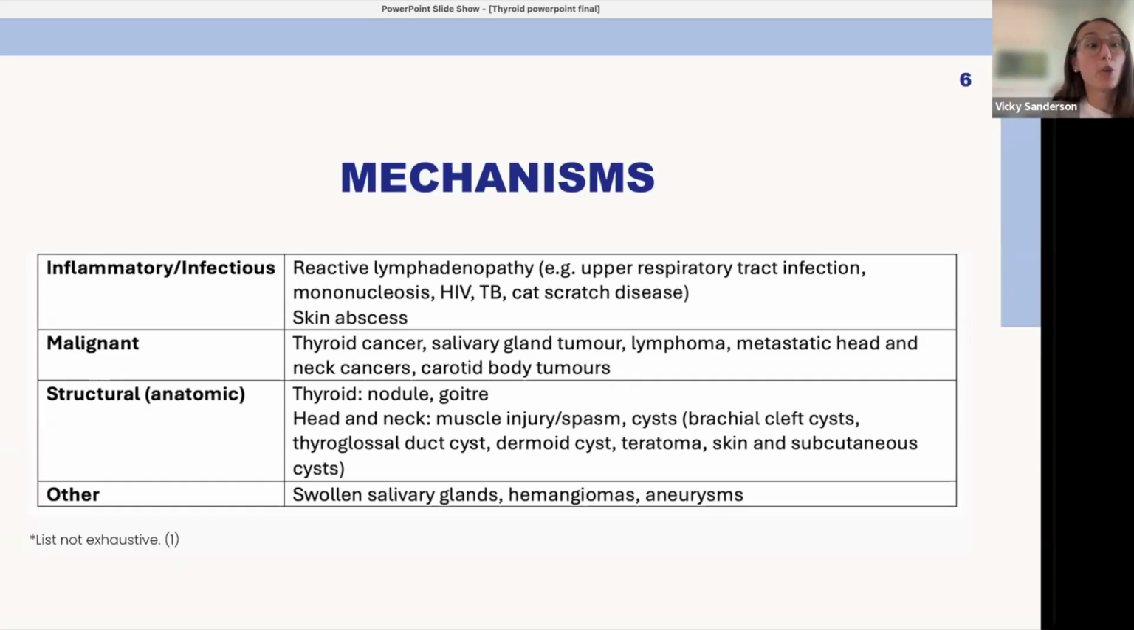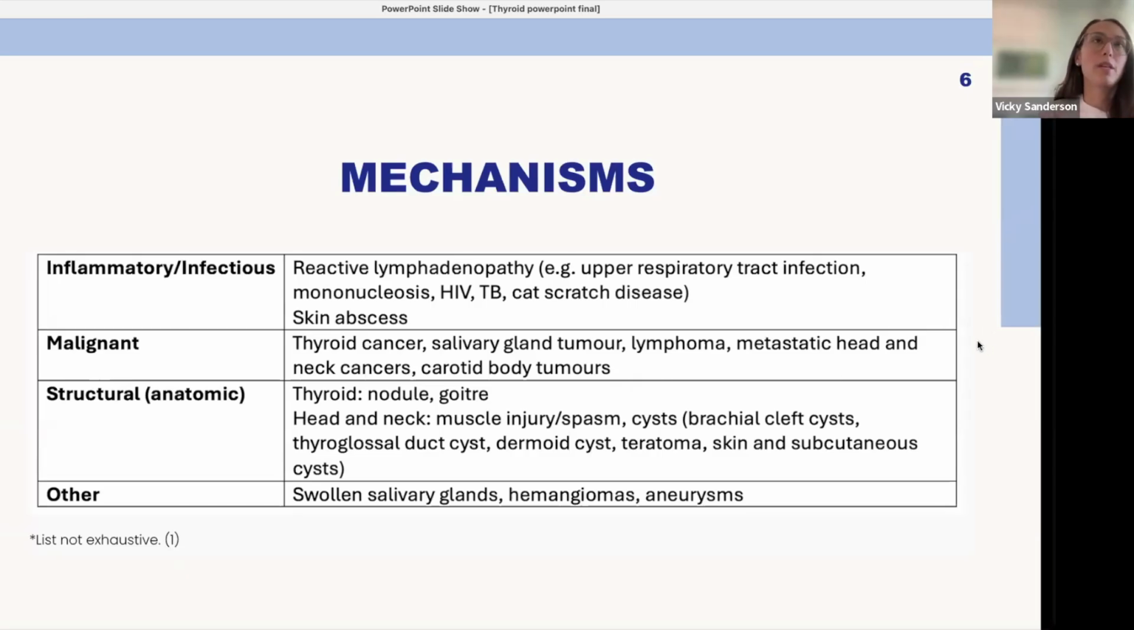Teratomas, dermoid cysts, lipomas. And then that other bucket is just typically for things that don't quite neatly fit in the other mechanisms. So things like swollen salivary glands, parotid gland swelling, and vascular malformations like aneurysms or hemangiomas. Those are typically either cherry red or bluish in hue. And again, patients are often born with those anomalies, but sometimes they can grow over time.